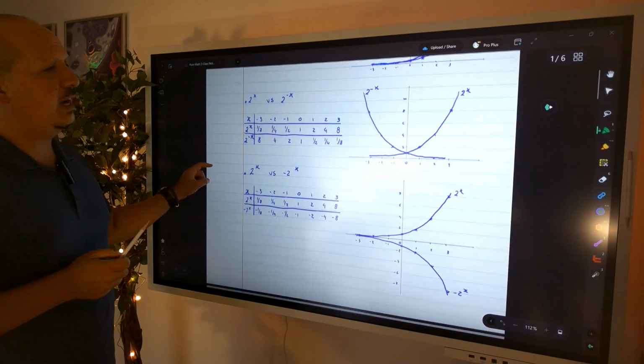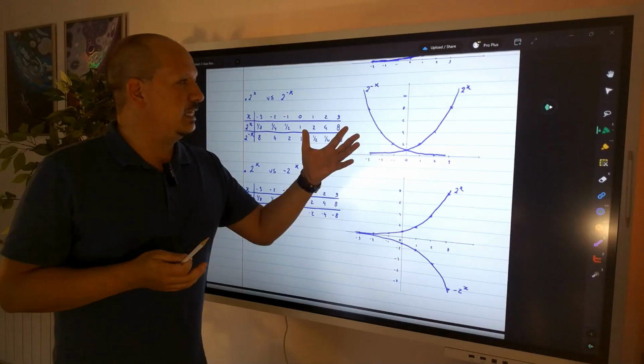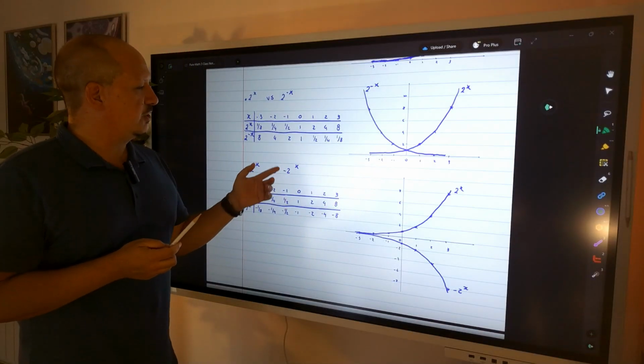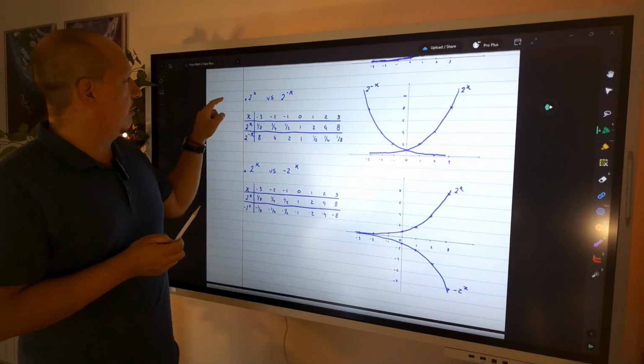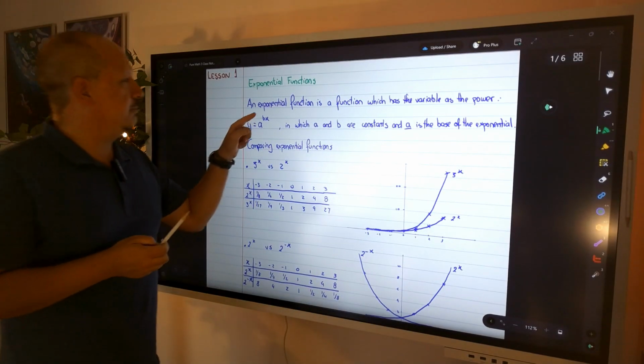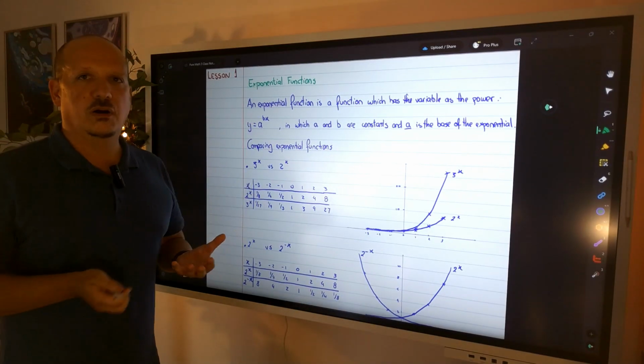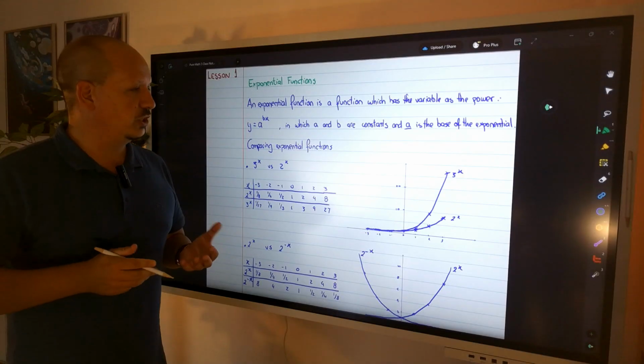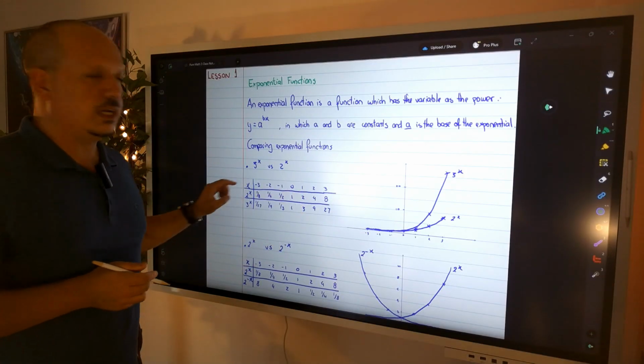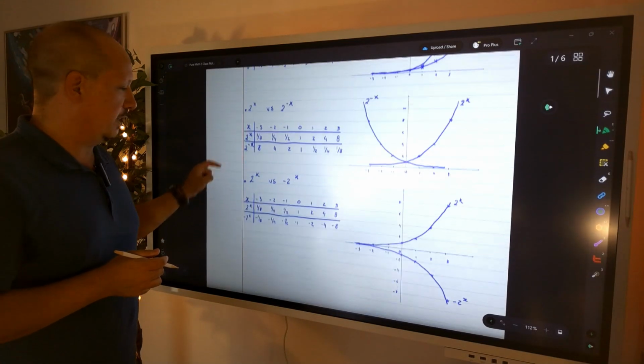It's important that you have an idea of how changing the value of a and b affects the shape of the exponential function, and that's the reason why I showed you this to begin with.